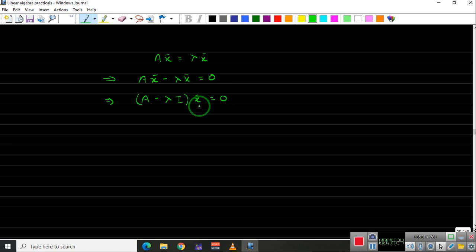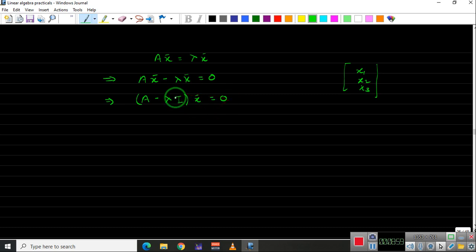Now remember, this x bar is an unknown vector. It may be like x1, x2, x3. If A is a 3 by 3 matrix, then our x bar will be these unknowns x1, x2, x3. Alright, so this is a homogeneous system. If you have studied systems of equations, this is the homogeneous system. Now, 0 is always a solution of this system, right?